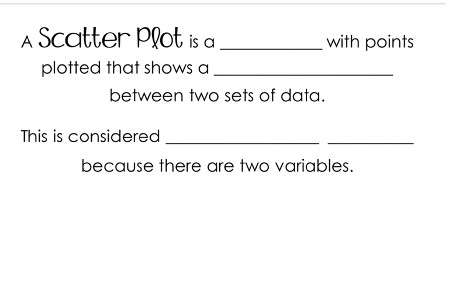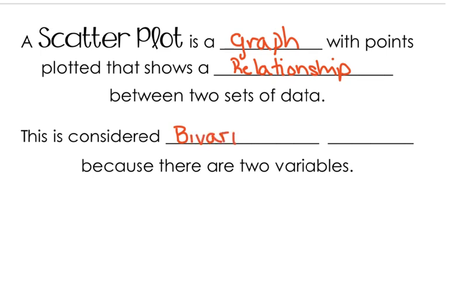A scatter plot is a graph with points plotted that show a relationship between two different sets of data. This is considered bivariate data, because there are two different variables.